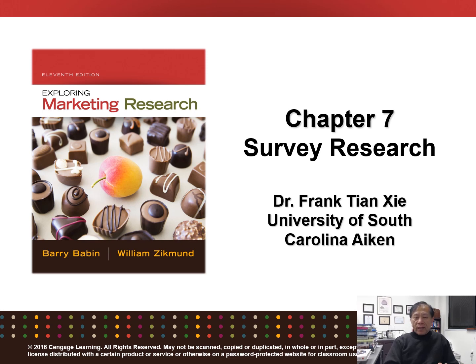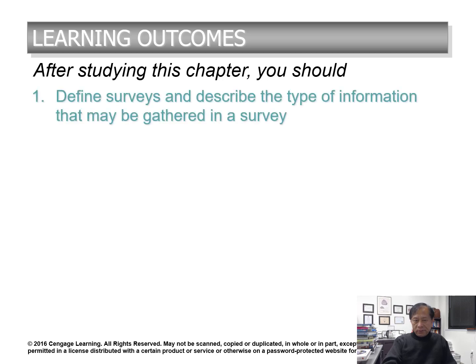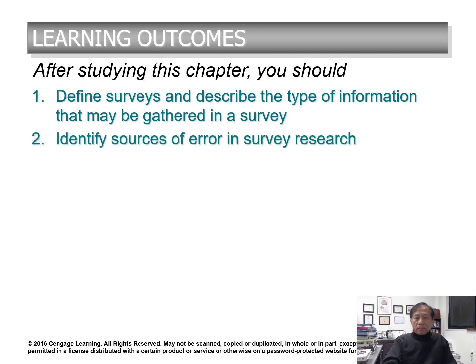MKTG 457. This is Chapter 7, Survey Research. Let's talk about survey research in this chapter. After this chapter, you should be able to define surveys and describe the different types of information that might be gathered in the survey.